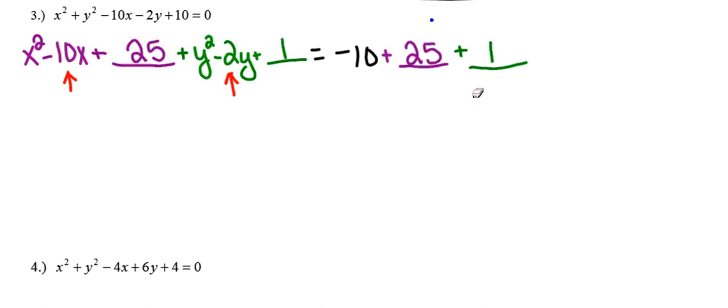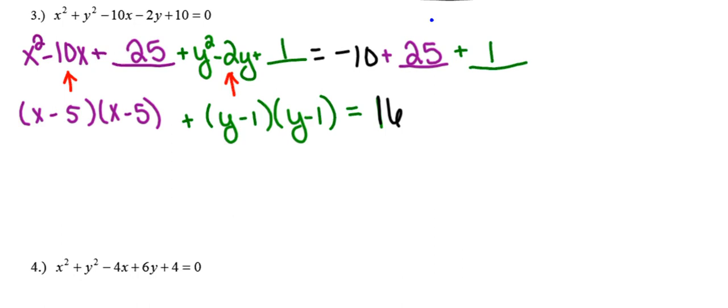All right, hopefully you decided on 25 for the purple blank, 1 for the green blank. And the way I made that determination is I took half of the -10, which was -5, squared it, added it to both sides. Half of the -2, squared it, added it to both sides. Now I want you to go ahead and again pause the video. And while the video is paused, I want you to go do your factoring on the left side of the equation and combining your terms on the right side.